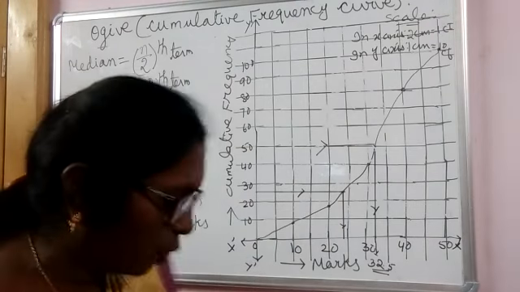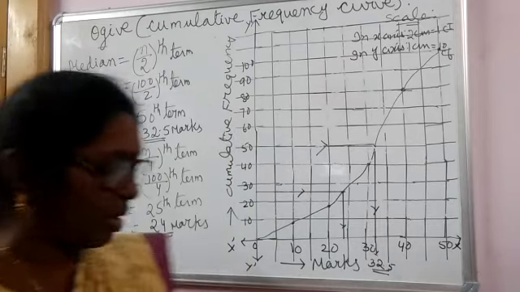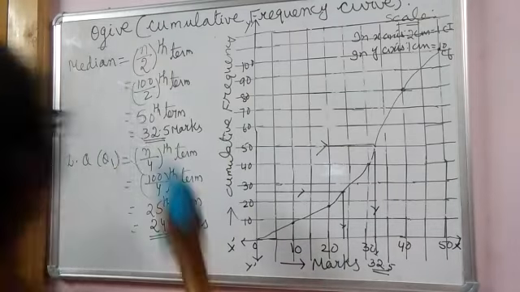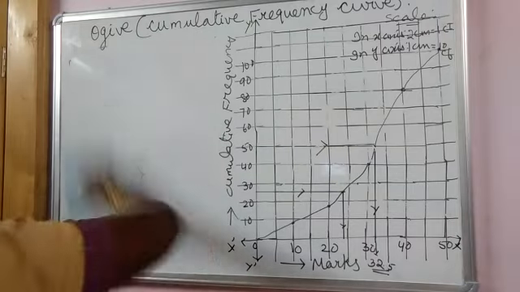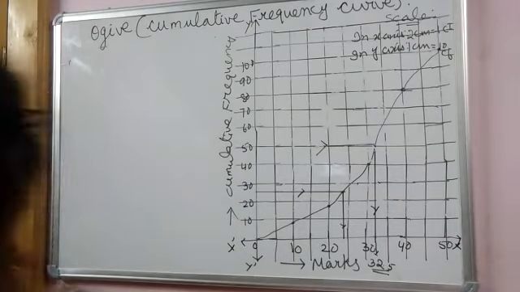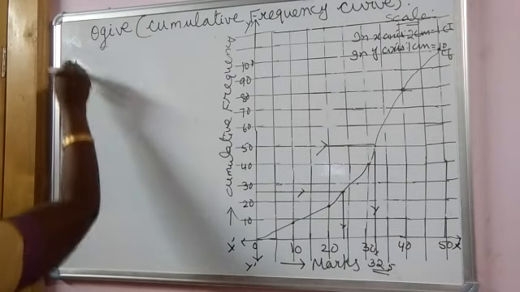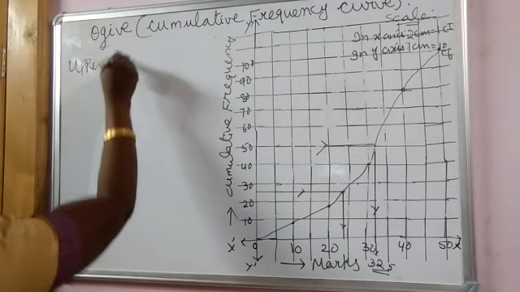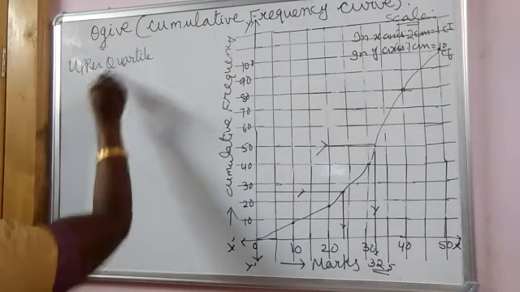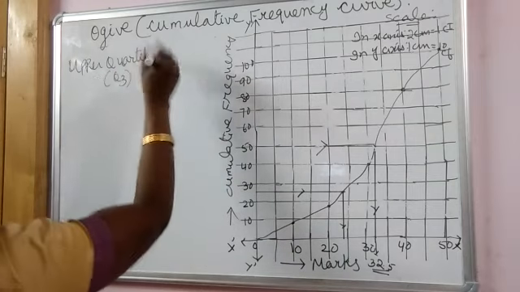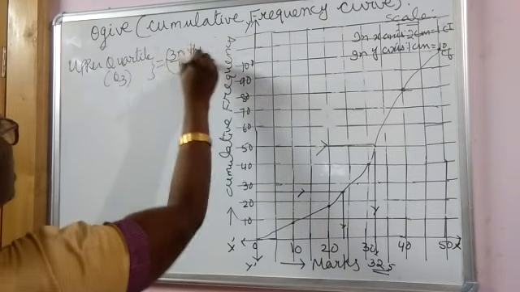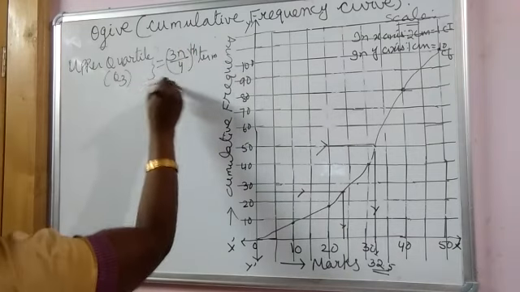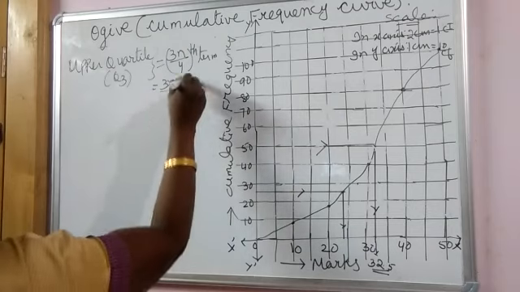Same way, we have to find the upper quartile. Okay, let me find and show. Upper quartile, what is the formula? 3n by 4. Upper quartile Q3 is equal to the 3n by 4th term. It is just the lower quartile three times. 3 into 100 by 4th term. 25 threes are 75th term.